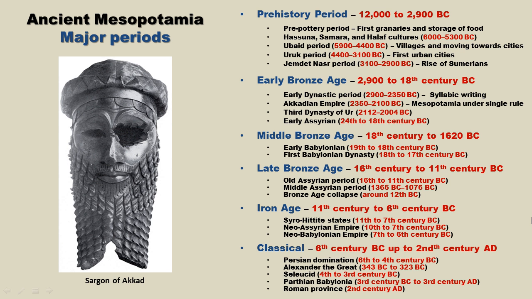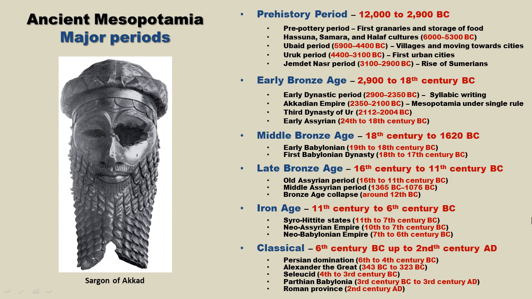Unlike Egypt, which became a unified entity under the pharaohs, Mesopotamia was a collection of several different cultures and political entities, which we will cover throughout the series. And this is why, in many respects, Mesopotamia is far more complicated than ancient Egypt.